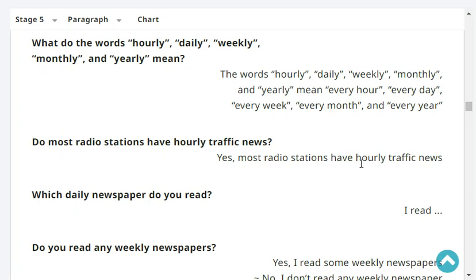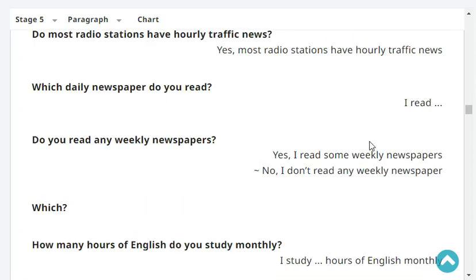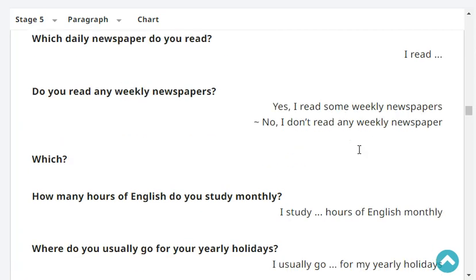Very good. Do most radio stations have hourly traffic news? Yes, most radio stations have hourly traffic news. Which daily newspaper do you read? I read Sankei newspaper every day.